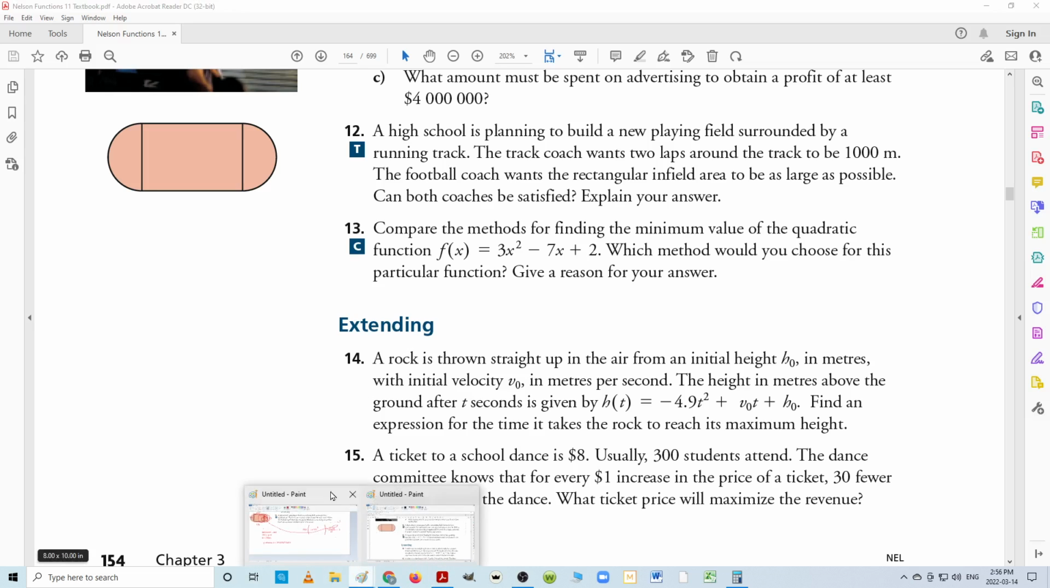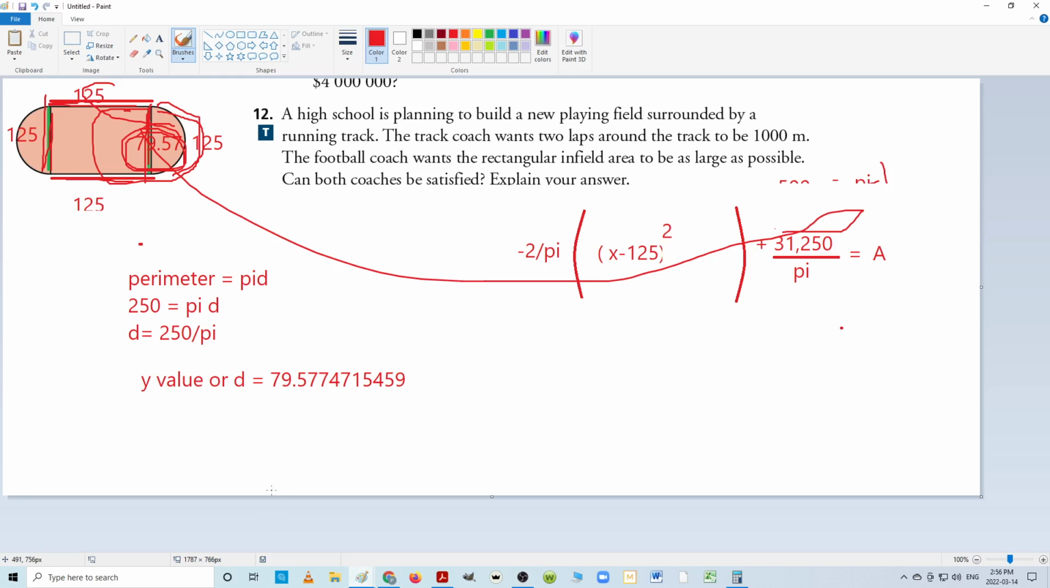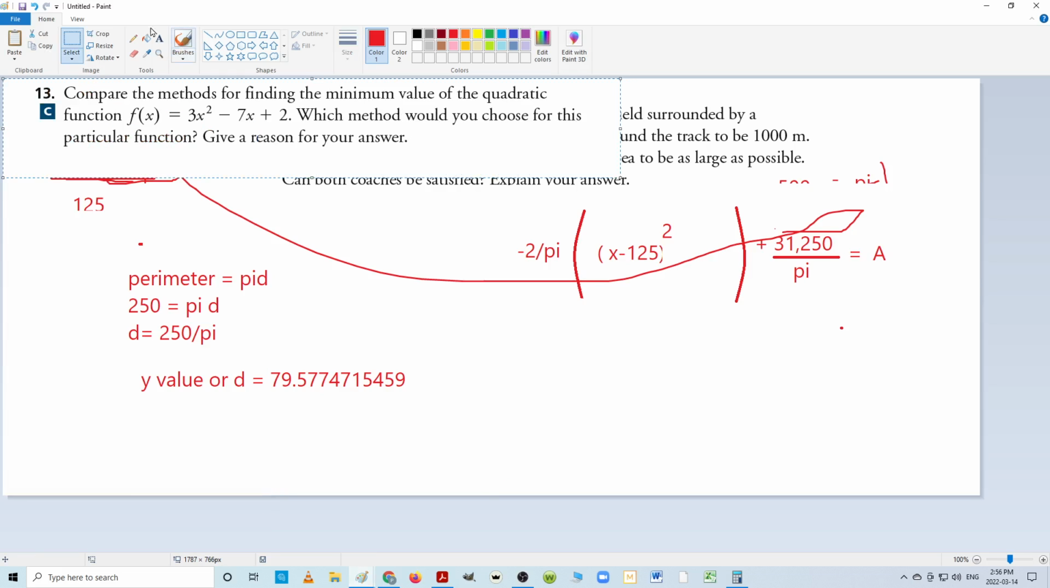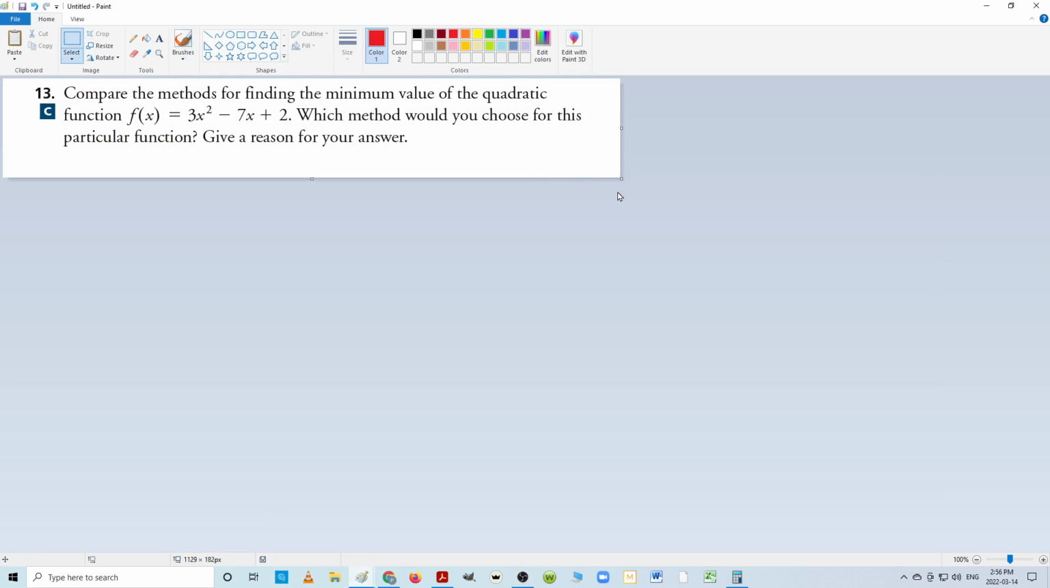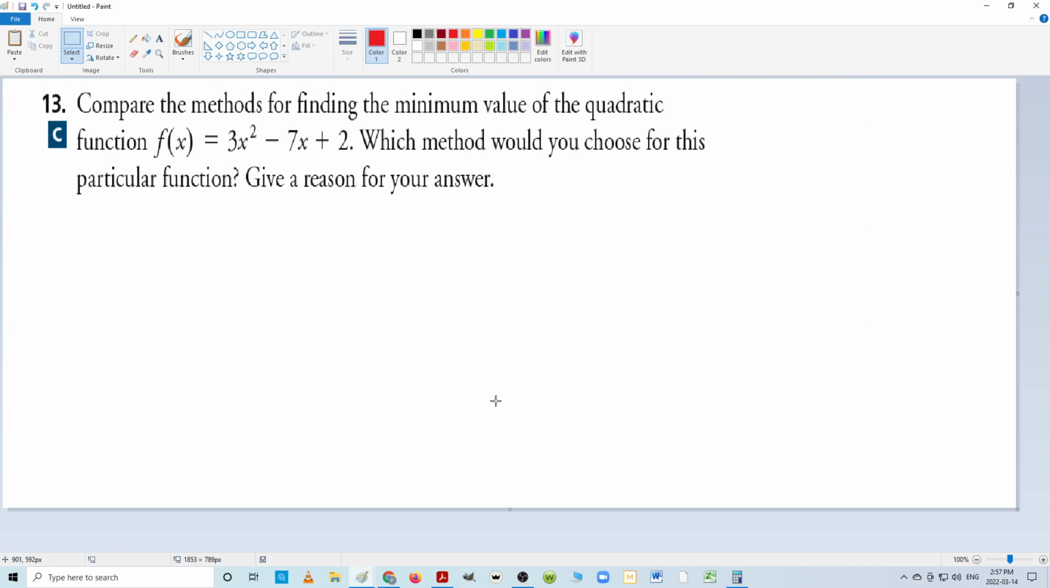All right, let's look at this question. Which method would I use? Compare the methods of finding max or min values of the quadratic function. Give a reason for your answer. Okay, so would I find the min-max value of the quadratic function? So would I use completing the square here?